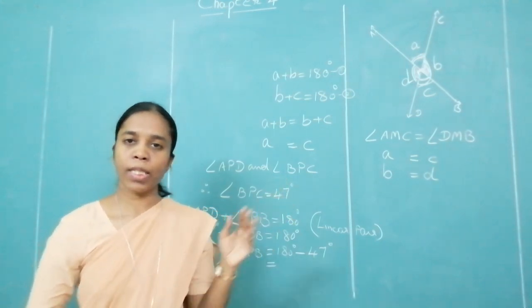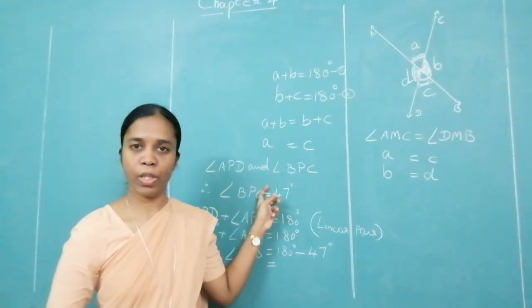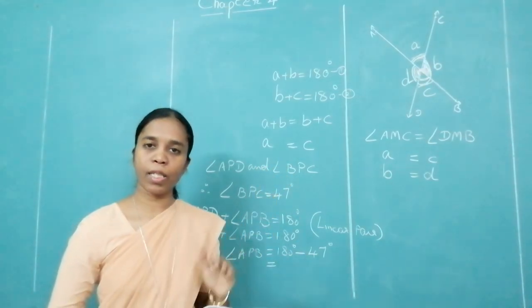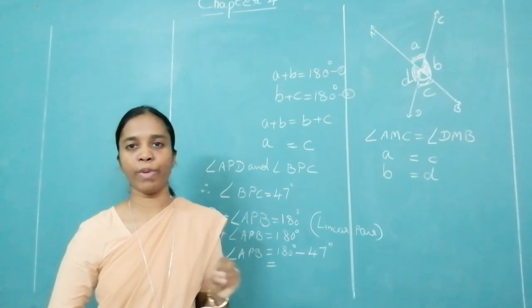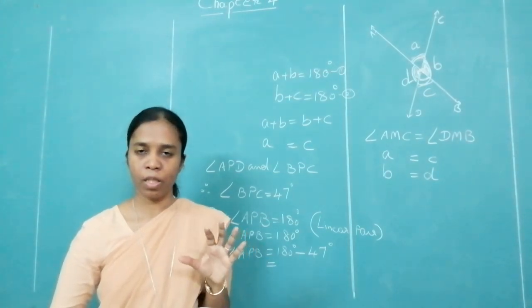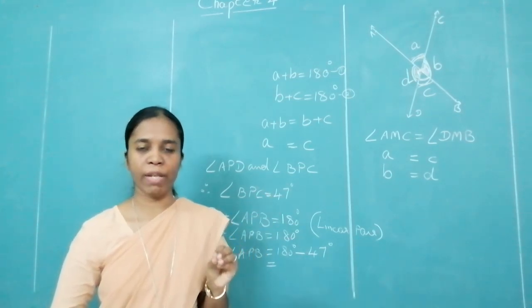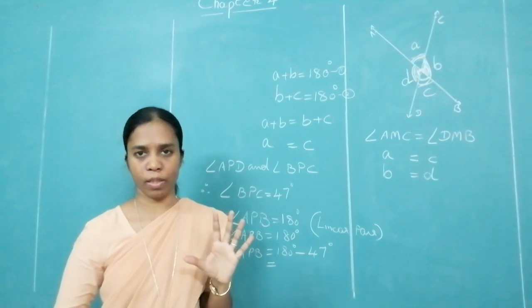Both the questions are in the same manner. What is the difference? Here you are given a particular measure, that is 47 degree. In the next question, you are not given a particular value. But what is told to you? X. So when you are solving, you will not get a particular value over there. Everything will be around that x.